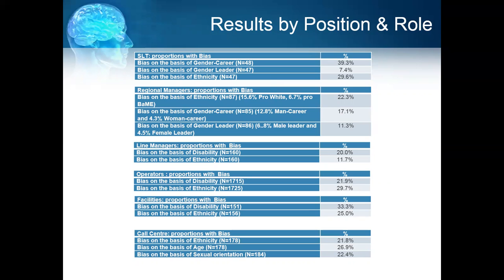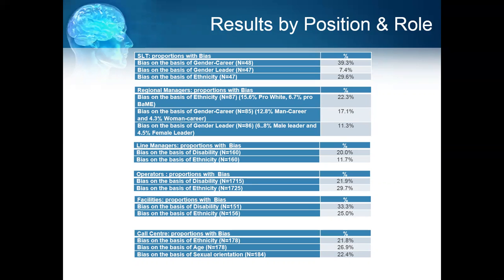So we have the senior leaders, and in this case, they've taken 3 tests. They've taken the gender career test, the gender leader test, and also obviously the ethnicity test, because everybody took that. And we can get a breakdown of the percentage of staff in the senior leadership team who have a bias. And you can see that probably the gender bias, the gender career bias, 4 out of 10 of the senior leaders in this organization had a gender career bias. Regional managers in this sample then, we can see that there's fairly low levels of bias, in particular around gender, slightly higher levels around ethnicity.